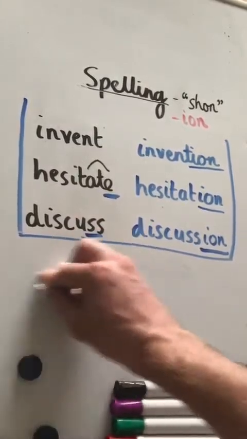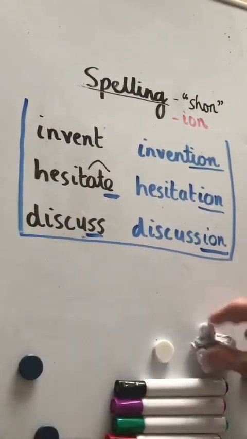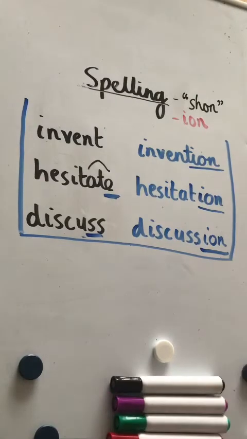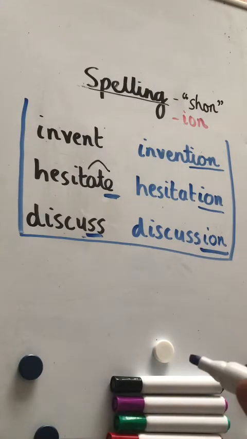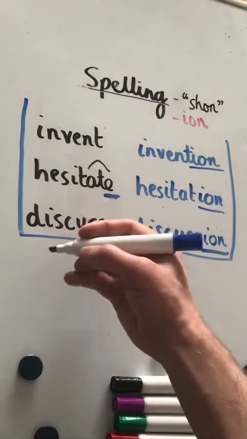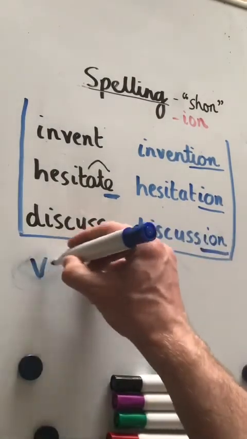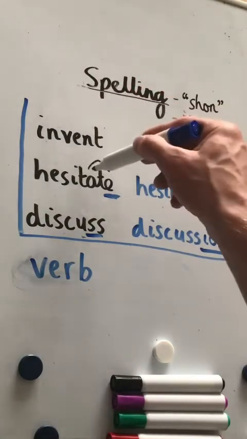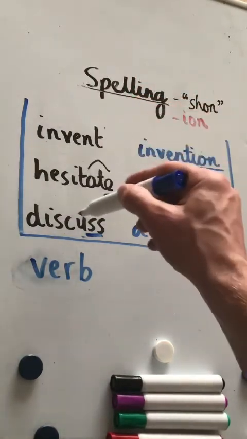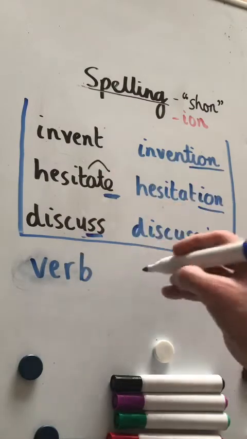Now, we are going to have to learn which words it does work for. There are lots of them that it works for. There are also quite a few of them that it doesn't work for. But in year 5, we are just going to have to get in the habit of knowing on sight which words it works for and which words it doesn't work for. But if you remember, it goes from being a verb. So to invent something, if somebody hesitates or if some people discuss, that is a verb.